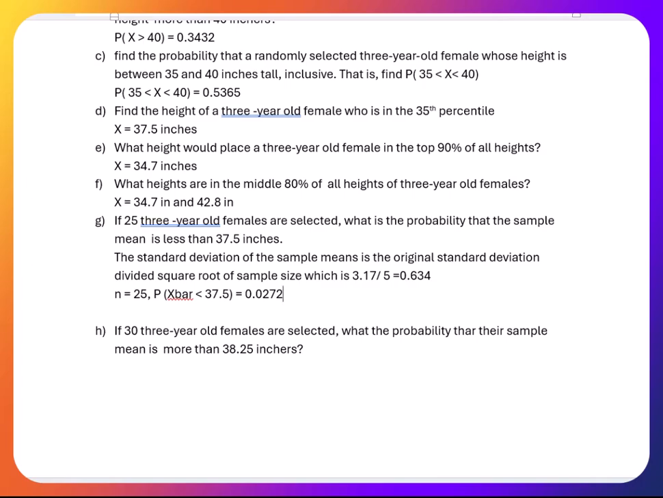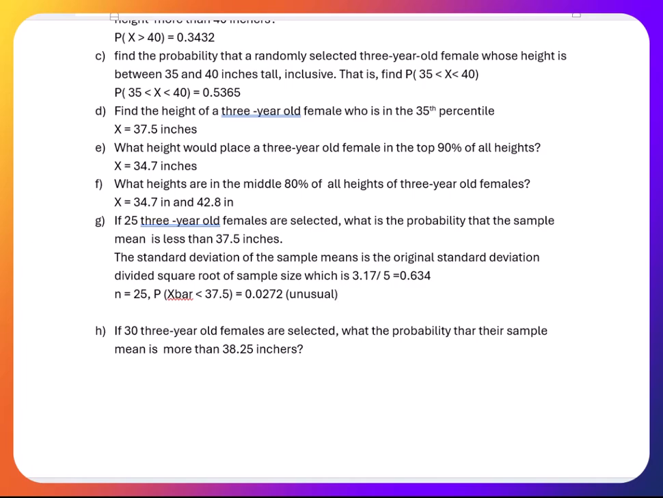Let me ask a question here. Is this considered a usual or unusual event? If the probability is less than 5%, it's unusual. So this is an unusual event. Unusual means unlikely to happen. Okay, another one.